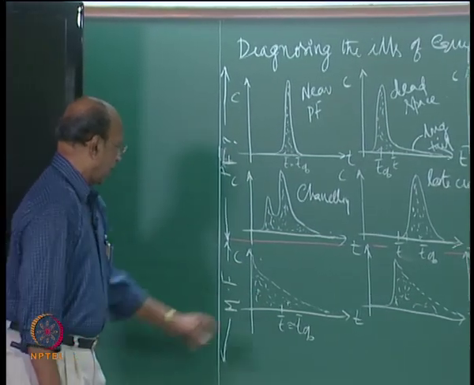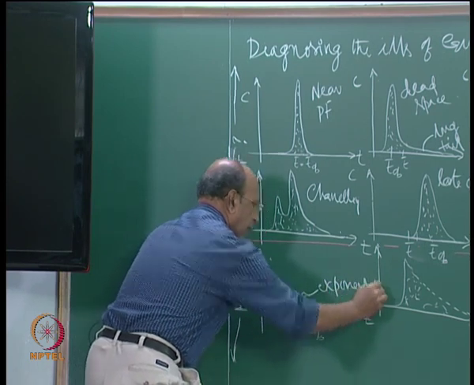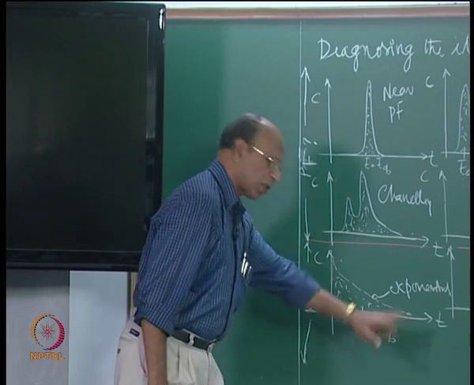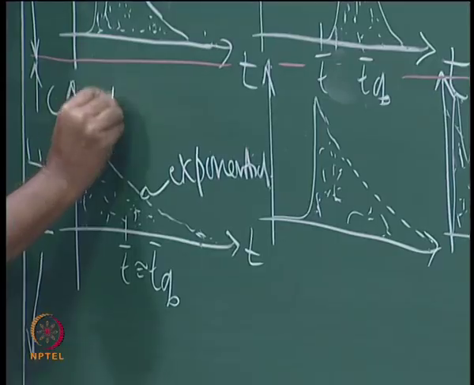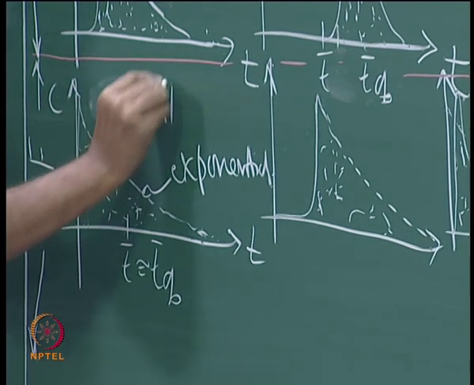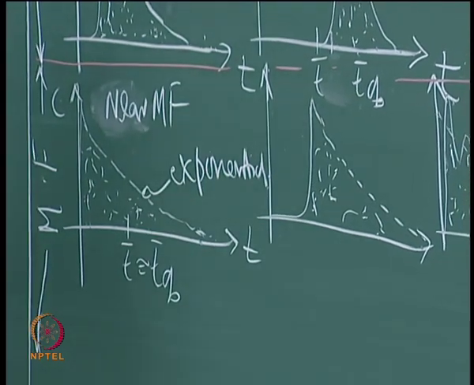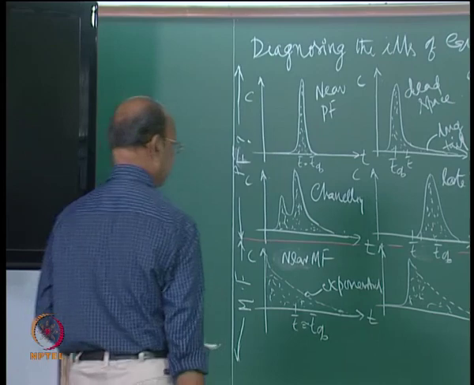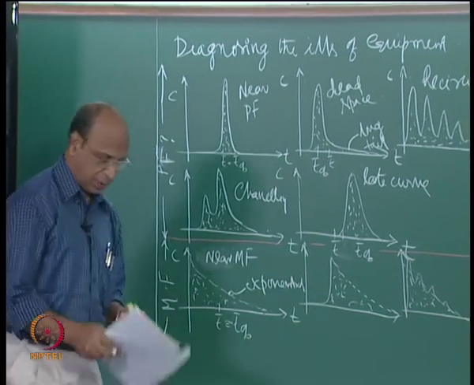In MFR, this one is almost exponential, almost an exponential curve. If you look at this, what do you find? T bar is also approximately equal to T bar observed. So this is almost ideal. Instead of ideal, I say almost near MF. Dead space? Okay. What do you say? It is dead space. I have not given T bar or T there.